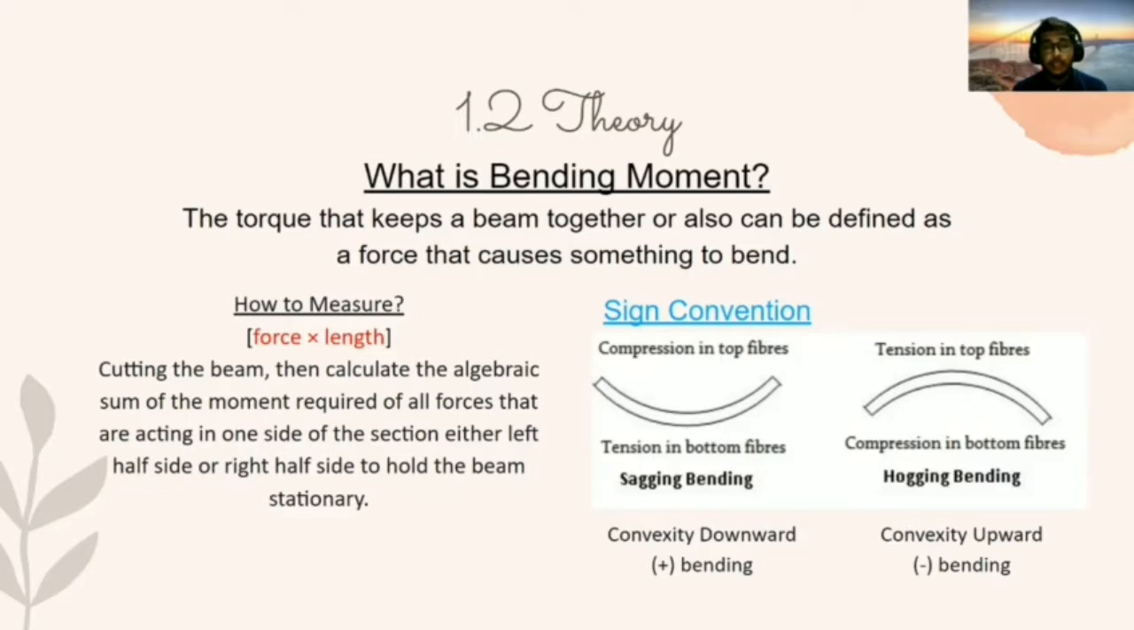We calculate bending moment by cutting the beam, then calculating the algebraic sum of the moments required of all the forces that are acting on one side of the section, either the left half side or the right half side, to hold the beam stationary. There are 2 sign conventions used for bending moment: positive bending or negative bending. Positive bending is indicated by sagging bending, whereby compression is in the top fiber and tension is in the bottom fiber. Meanwhile, negative bending is indicated by hogging bending, whereby tension is in the top fiber and compression is in the bottom fiber.